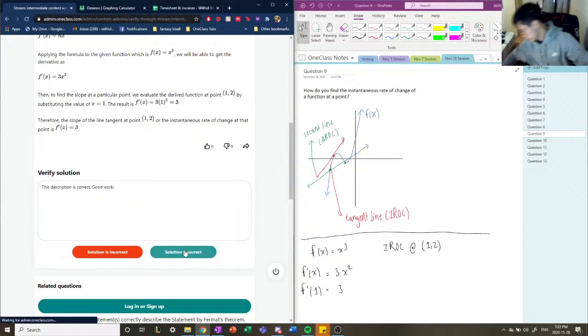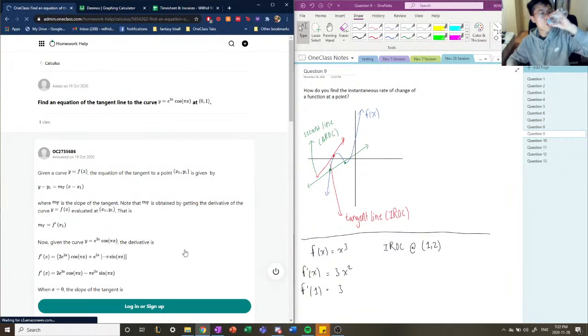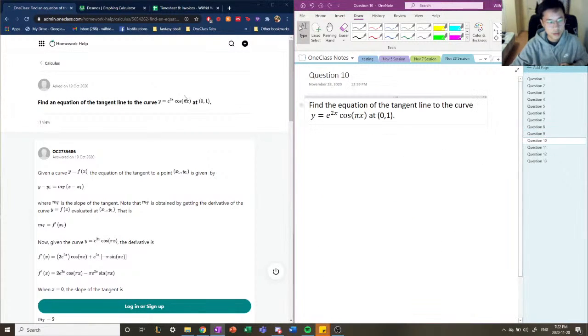All right. Let's tackle question number 10 next. All right, so would you look at that? We're now going to try to find the equation of the tangent line to the curve e to the power of 2x times cos pi x at 0, 1. Okay.